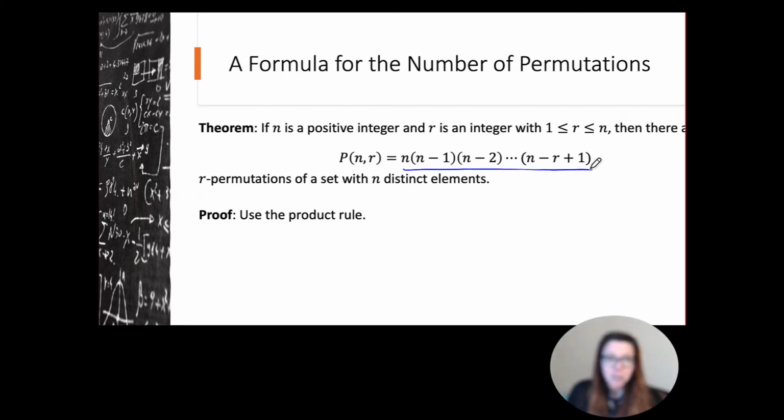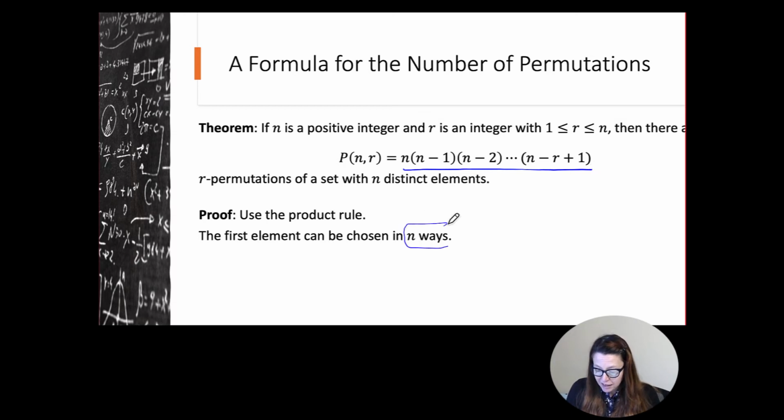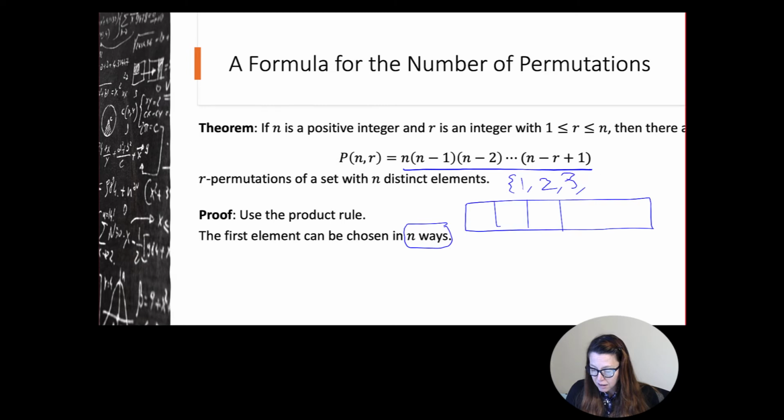And I've sketched that out, but the idea is exactly what we did before, right? The first element can be chosen in n ways. So essentially what we're doing is, assuming our set, for ease, is the integers 1, 2, 3, all the way up to n, I'm going to pick 1, 2, 3, all the way up to r. I want an r permutation. So I have to choose what I'm placing in these positions 1 through r.